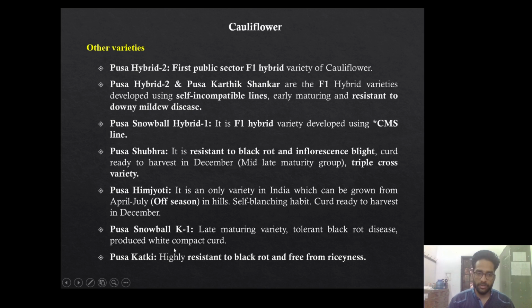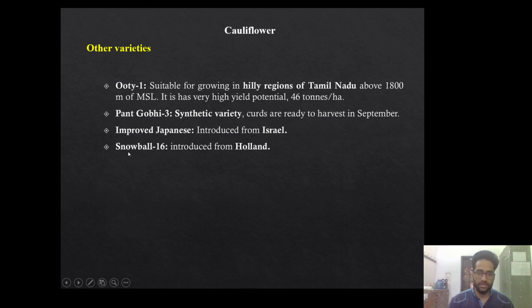Pusa Kaki is highly resistant to black rot and free from ricyness. Other varieties: OT-1, Pant Gobi 3, Improved Japanese, and Snowball 16. Snowball 16 was introduced from Holland, and Improved Japanese was introduced from Israel. Please remember.